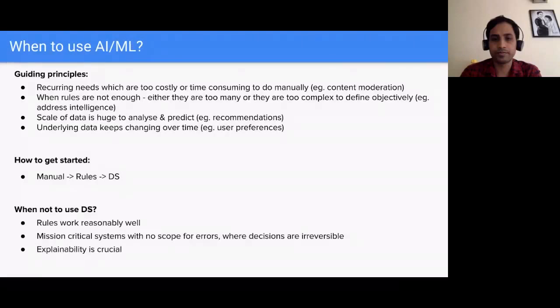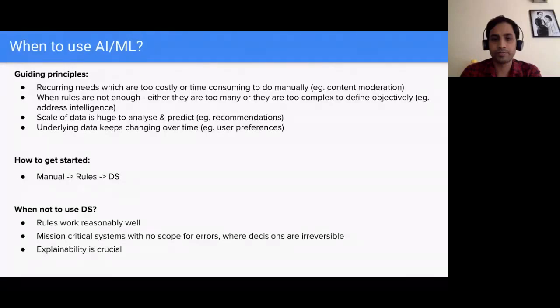The second thing is where there are mission critical systems where there is no scope of error or the decisions are very irreversible in nature. We talked about the earlier example in the poll, where during a surgery, do you want to rely on AI/ML to make a decision for you? If you don't take the right decision, it could lead to a fatality of the patient, right? So you don't want to rely on AI/ML to make the decision on your behalf. It can recommend, but the decision has to be taken by a doctor or someone like that because the decision is irreversible in nature.